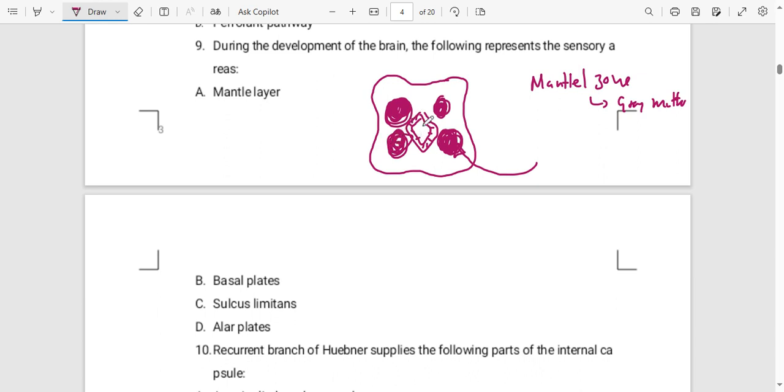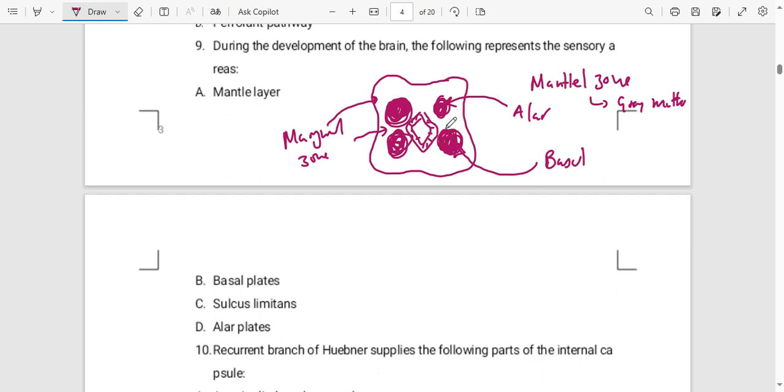And anteriorly, we have what we call the basal plate. Posteriorly, part of the mantle zone, we have the ala plate. And the outer portion that remains is what we call the marginal zone. The mantle zone has formed the gray matter. The marginal zone, which is outer, will form white matter. And you are going to have the sulcus limitans there.